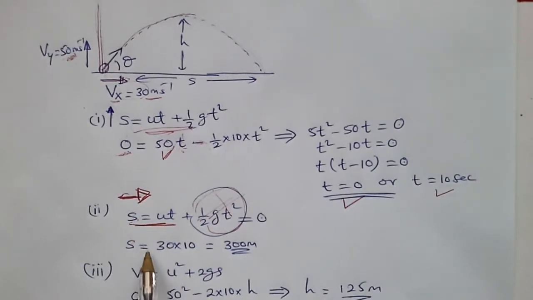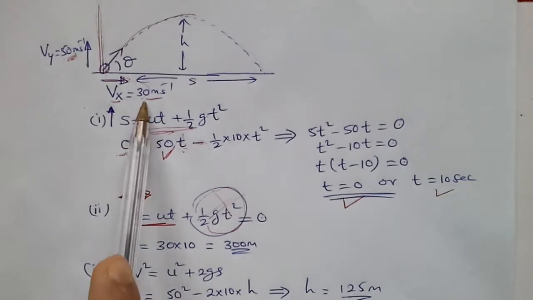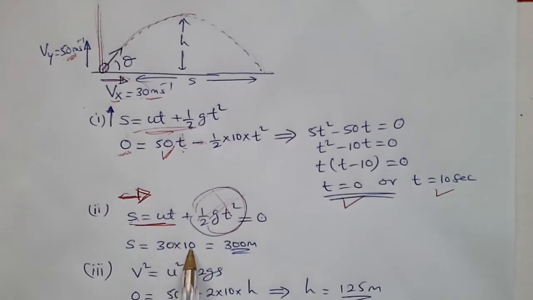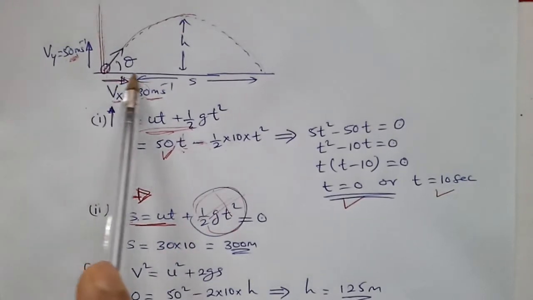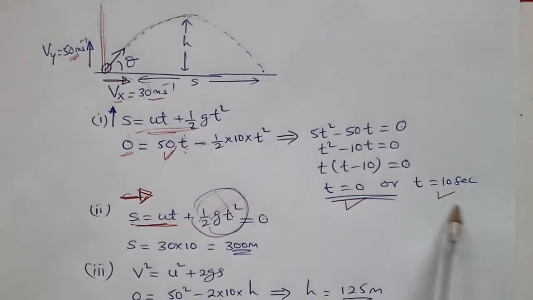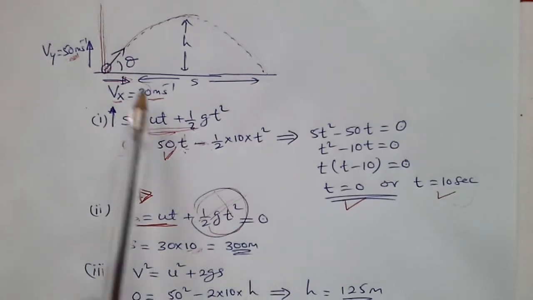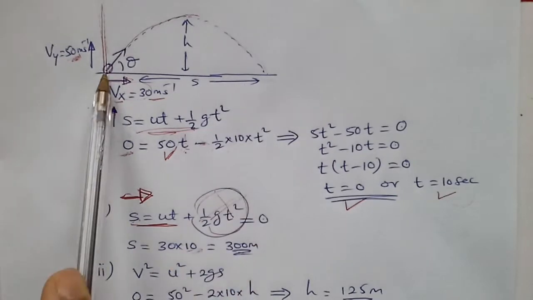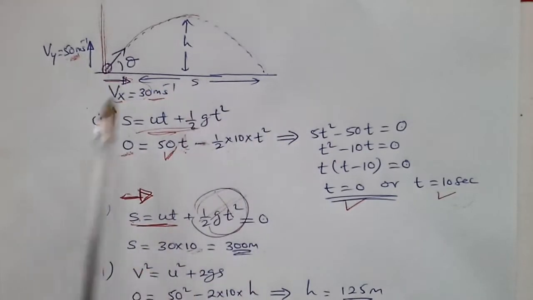So s equals, what is the initial horizontal component? The velocity component in the horizontal direction is 30, which is given. So 30 into the total time, to travel from here to here, that's what we found here, the 10 seconds. So I can substitute 10 seconds. So 30 into 10 is equal to 300 meters. So this is the total distance traveled by this stone. This is our range.